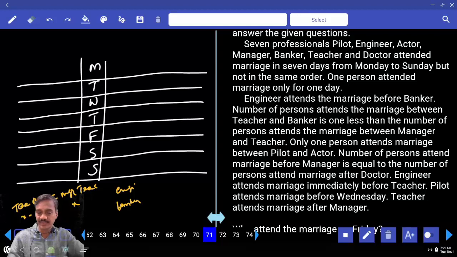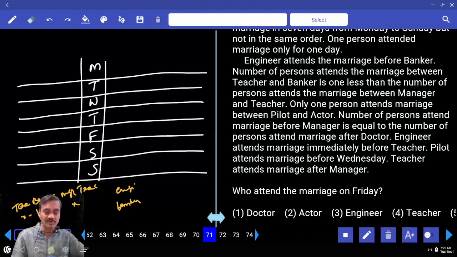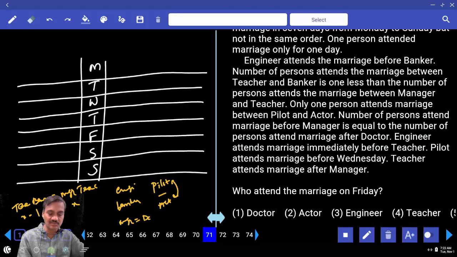And next one, only 1 person between pilot and actor. Between pilot and actor, there must be exactly 1 person, in any order. And the number of persons who attend before manager equals the number after doctor. Hence before manager equals doctor, and they are equidistant. Engineer attends the marriage immediately before teacher. Engineer is immediately before whom? Before teacher.